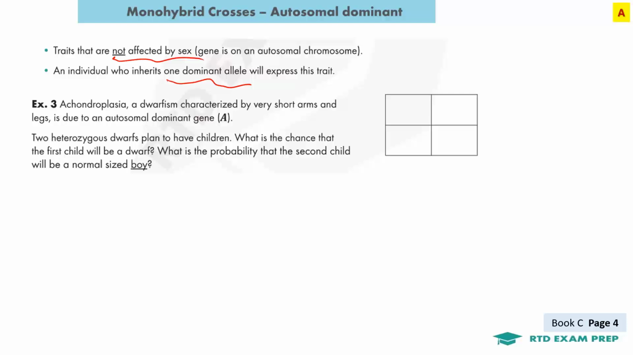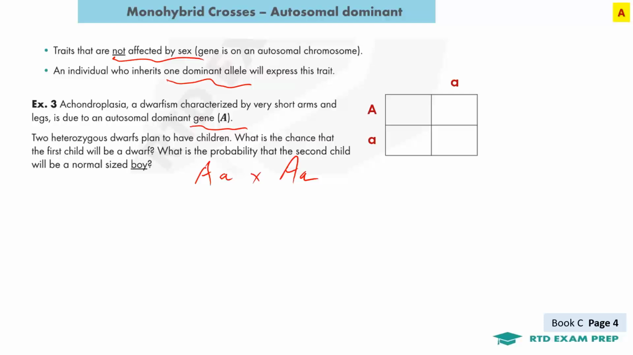So here we've got a disease of dwarfism characterized by very short arms, and it's due to an autosomal dominant gene. 2 heterozygous dwarfs plan to have children. So I see heterozygous times heterozygous. What is the chance that their first child will be a dwarf? And then there's the second question. What is the probability that the second child will be a normal-sized boy?